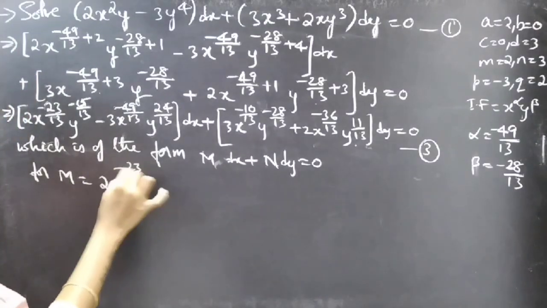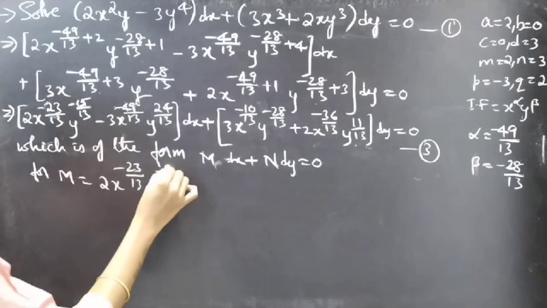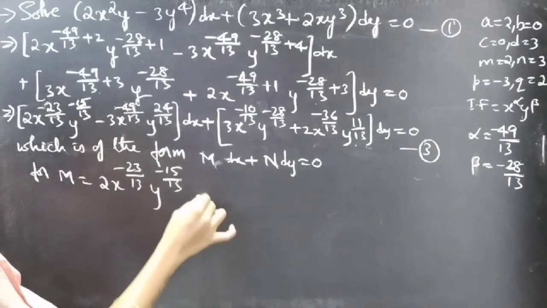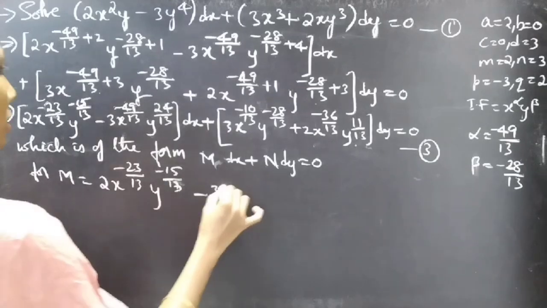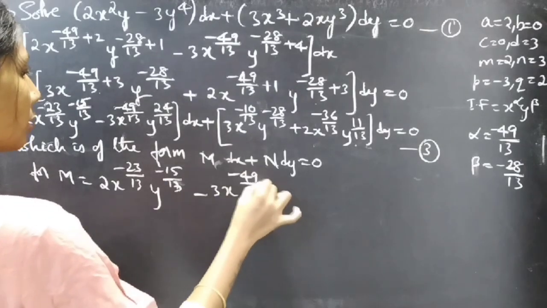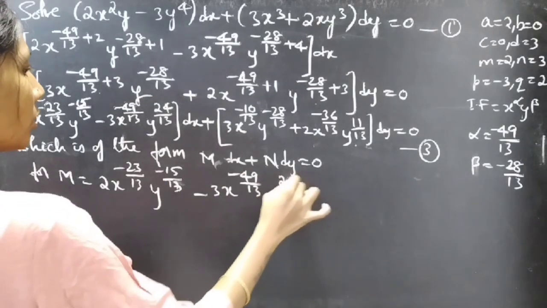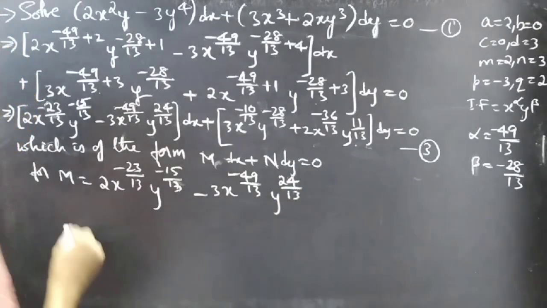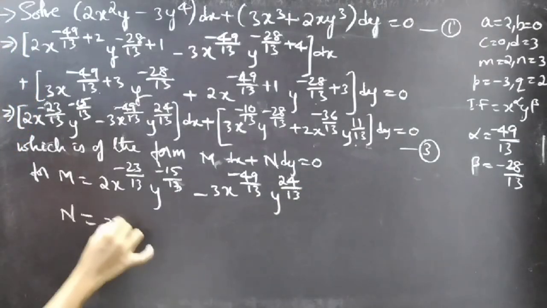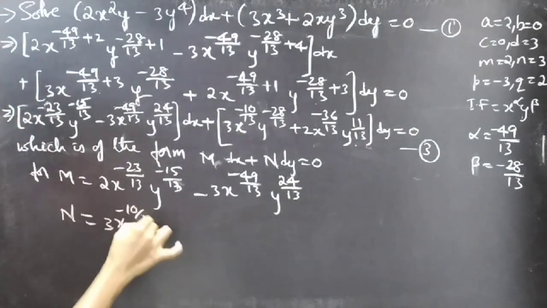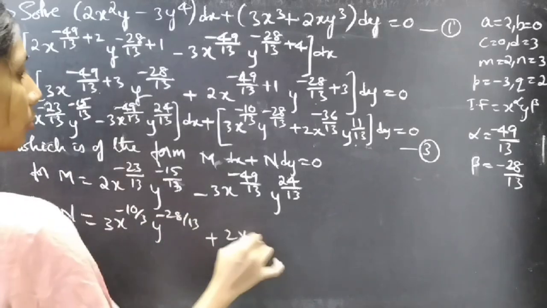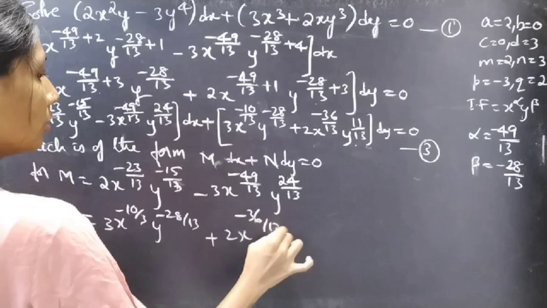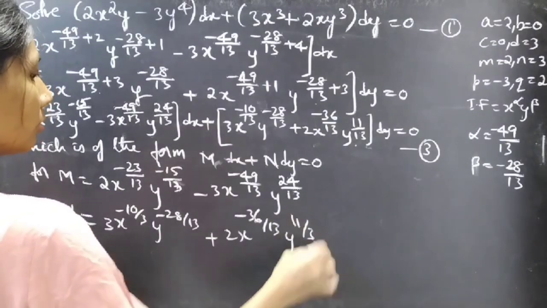2x power minus 23 by 13, y power minus 15 by 13, minus 3x power minus 49 by 13, y power 24 by 13, and for N equal to 3x power minus 10 by 13, y power minus 28 by 13, plus 2x power minus 36 by 13, y power 11 by 13. Okay.